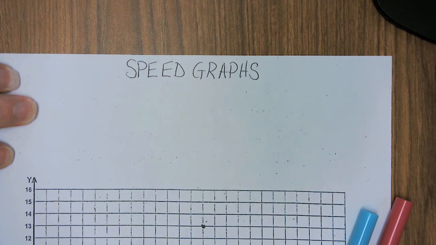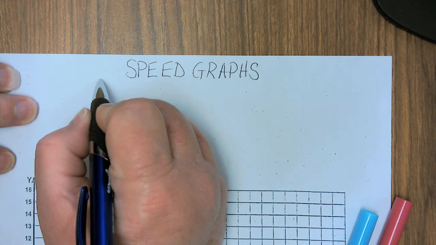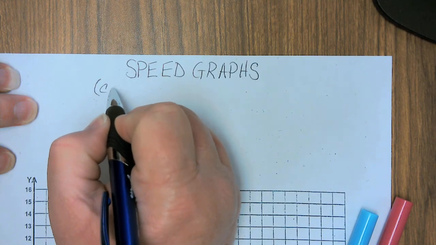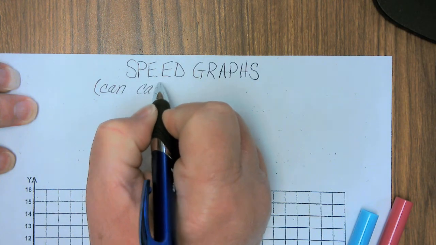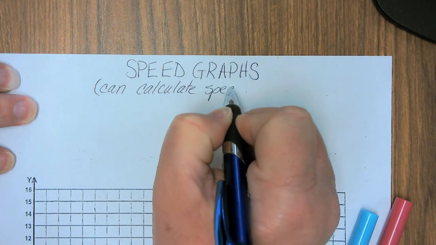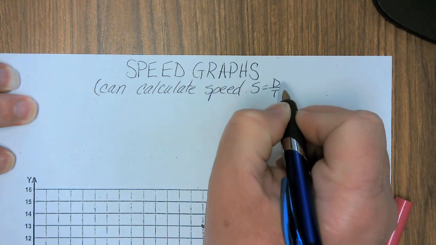They're referred to as speed graphs because you can use the information on the graph to calculate speed. In parentheses, in lowercase letters, we're going to write can calculate speed. We'll also add the formula speed equals distance divided by time.